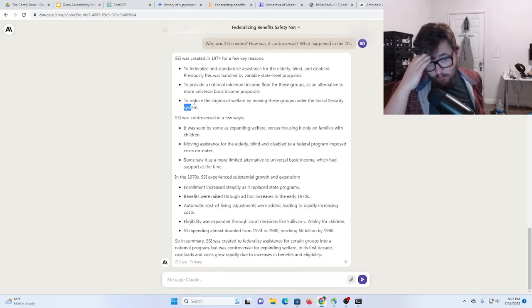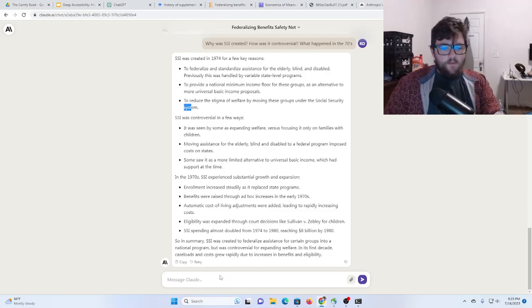SSI was controversial in a few ways. Expanding welfare versus focusing it only on families with children. Moving assistance for the elderly, blind, and disabled to a federal program imposed costs on the states. Some saw it as a more limited alternative to universal basic income, which had some support at the time. Interesting. Wow. SSI enrollment increased steadily.